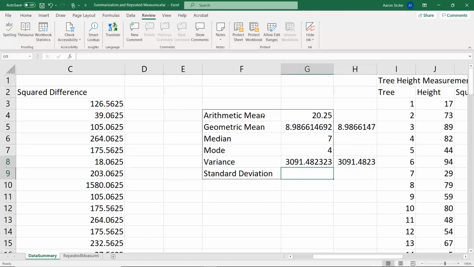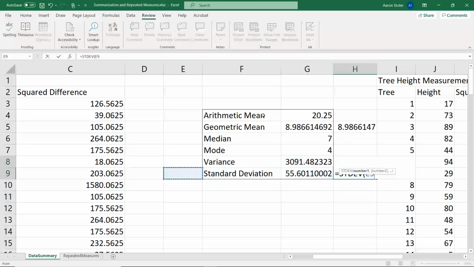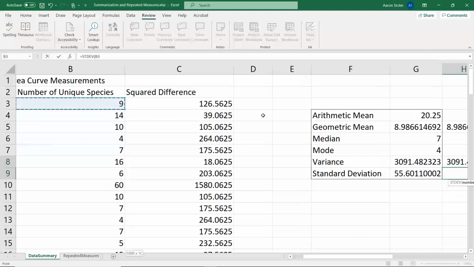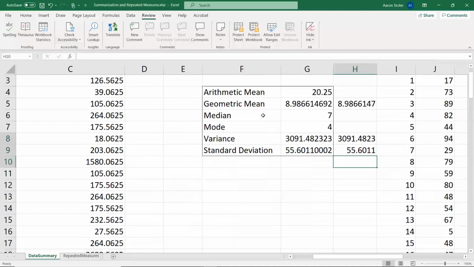The standard deviation is just equal to the square root of the variance. Square root of the variance. And we can check ourselves here by typing stdev and selecting our data set. And we should get the same number. To recall, the standard deviation is the variation of the data set, but in the units of what we were measuring, whereas the variation is in the squared units of what we were measuring.